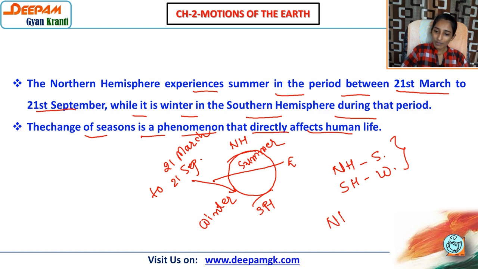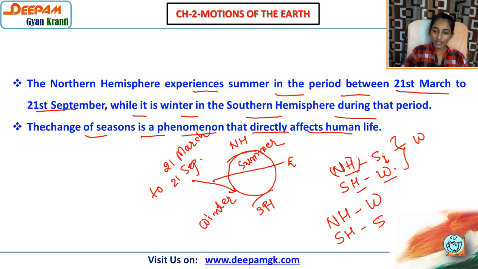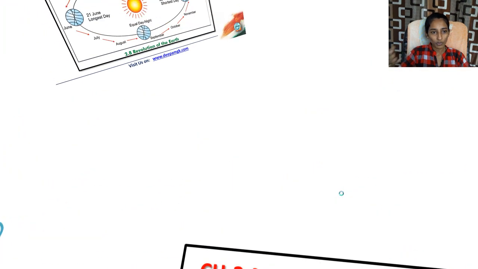And when we have winter in the northern hemisphere, definitely in the southern hemisphere we have summer. Both are opposite to each other. Here in the northern hemisphere summer is there, so in the southern hemisphere winter is there, and if winter is there in the northern hemisphere, we have summer in the southern hemisphere, because both are situated on opposite sides.